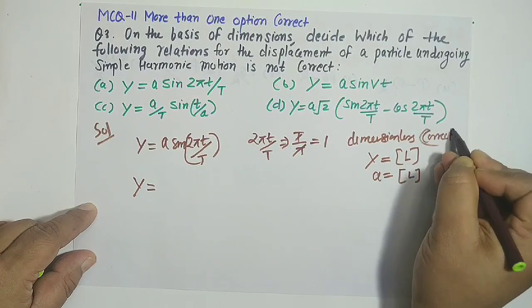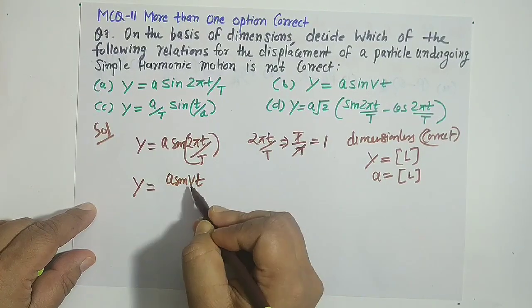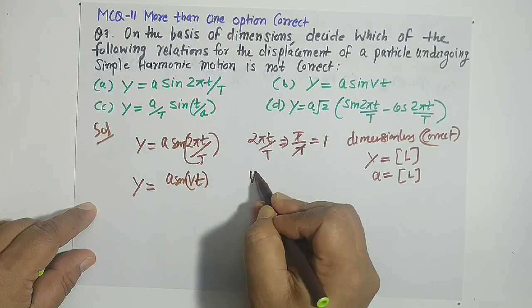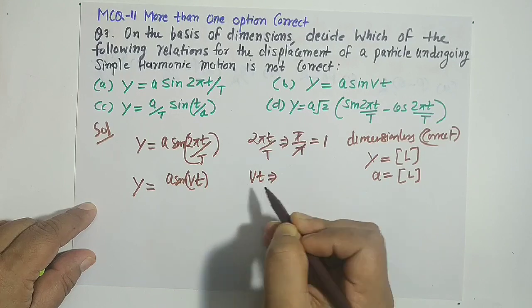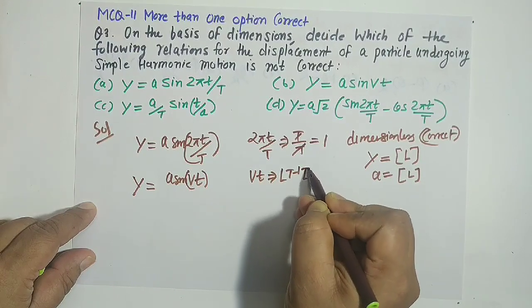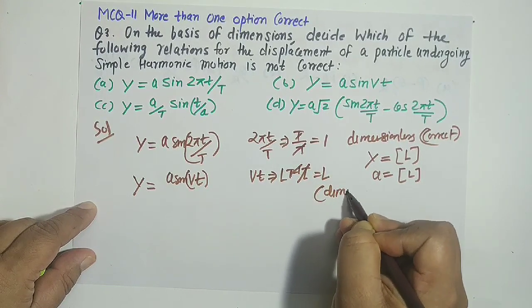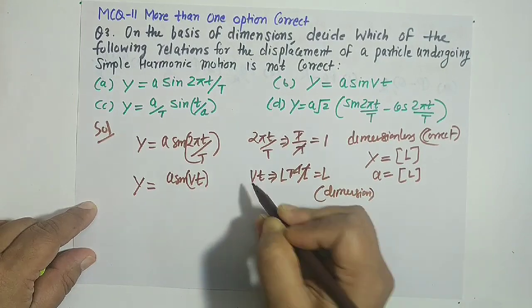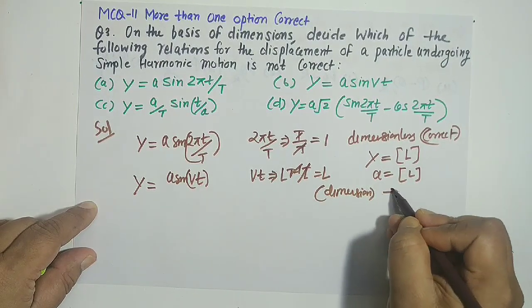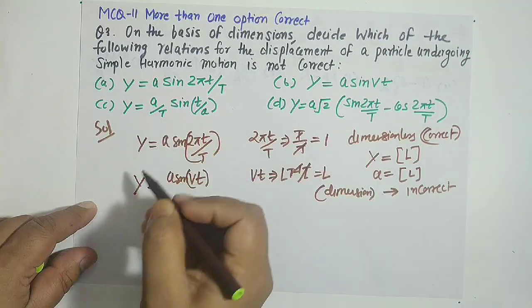Okay. Then comes the second one, a sin(vt). Now we'll check its angle, vt. It is velocity into time. Now velocity is L T to the power minus 1, into T, so the time cancels and it becomes L. It has dimension, so it is incorrect. The angle has dimension.